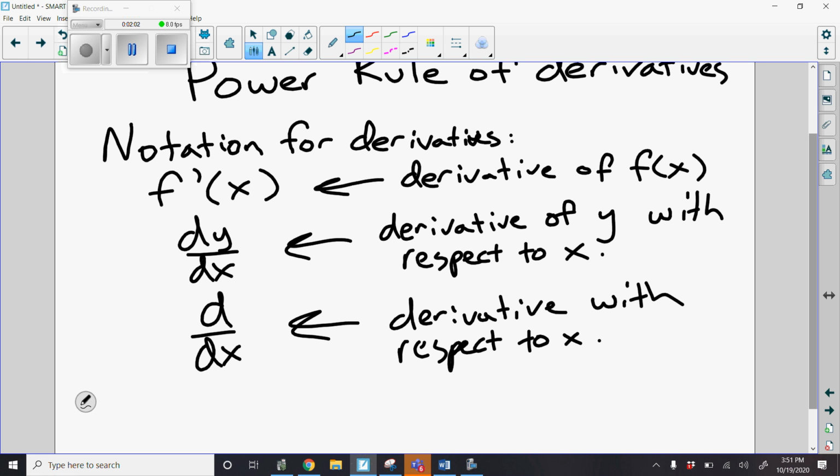Okay, we won't always use y's and x's. Sometimes we'll use t's, right? So if you see d dt, right, that means the derivative with respect to t. We'll see that when we have problems involving time and things like that. But those are kind of our main notations.